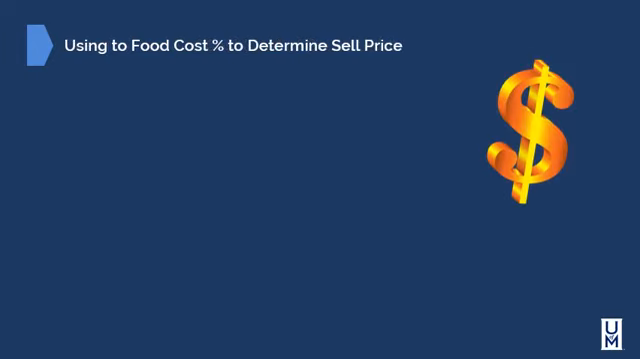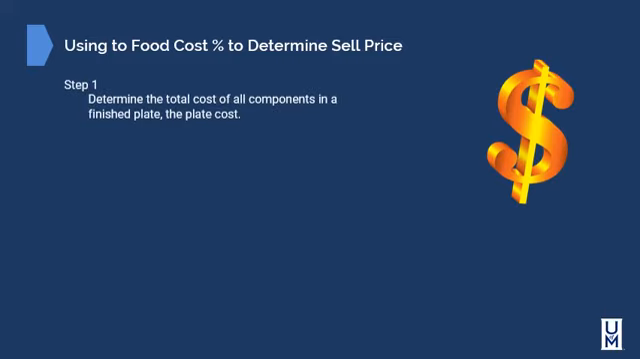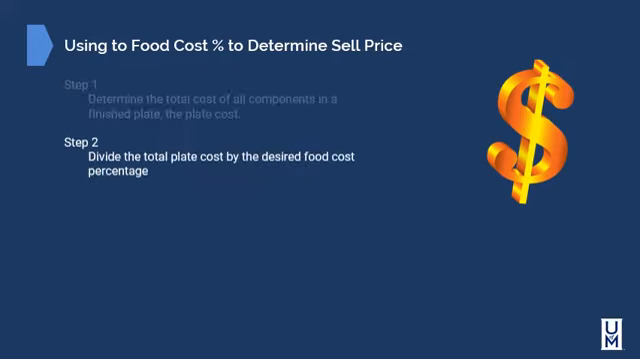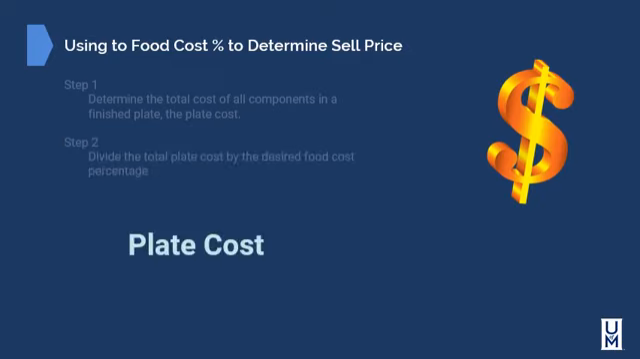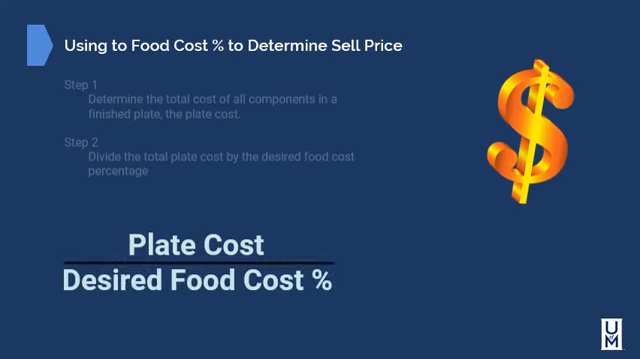We can also use food cost percentage to determine our sell price. The first thing we do is determine the total cost of all the components in the finished plate, our plate cost. Then we divide the total plate cost by the desired food cost percentage. Plate cost divided by desired food cost percentage equals our selling price. So let's take a moment to pause on that and talk about it, because this is something that as a chef I do quite regularly.